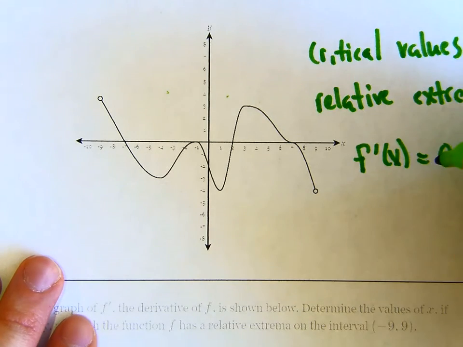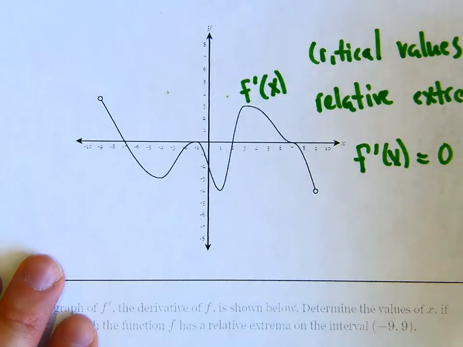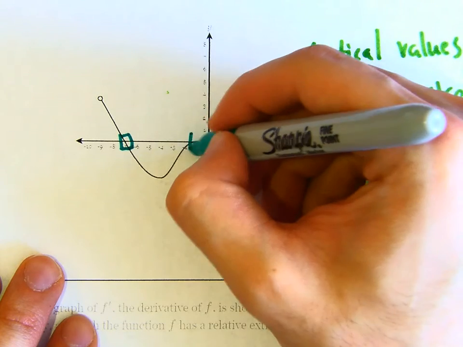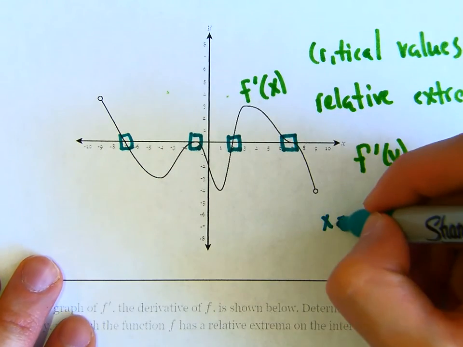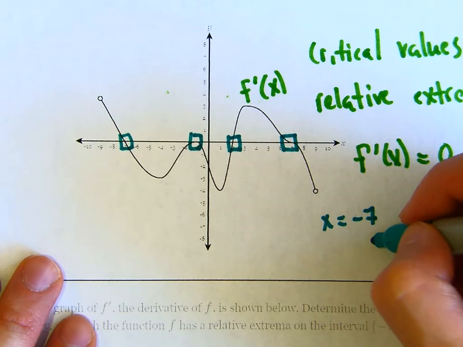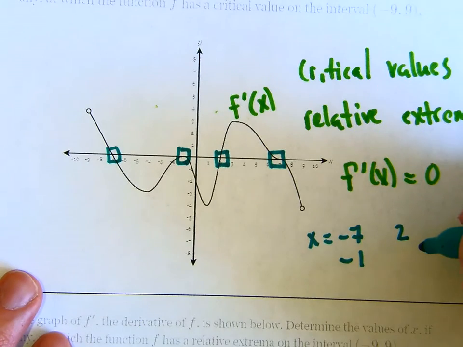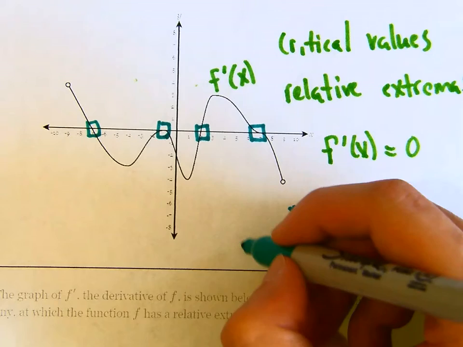Where is f prime of x equal to 0? This is the graph of f prime of x. So where is f prime of x equal to 0? It'll be here, here, here, and here. So at x equals negative 7, negative 1, 2, and what is that number? 7.